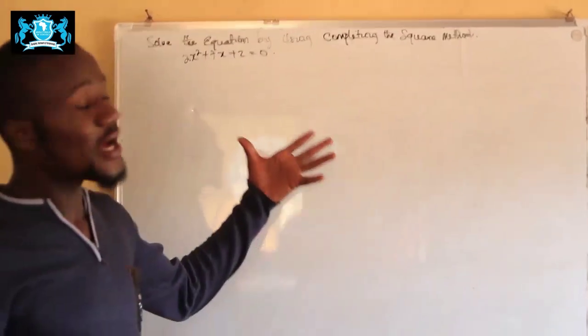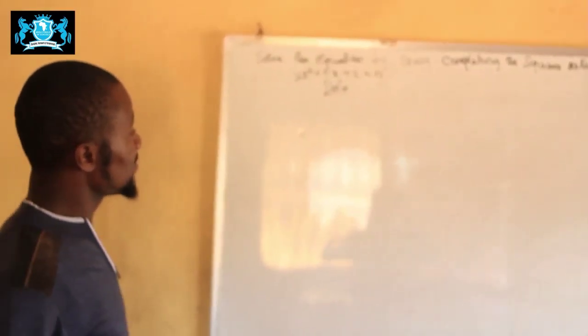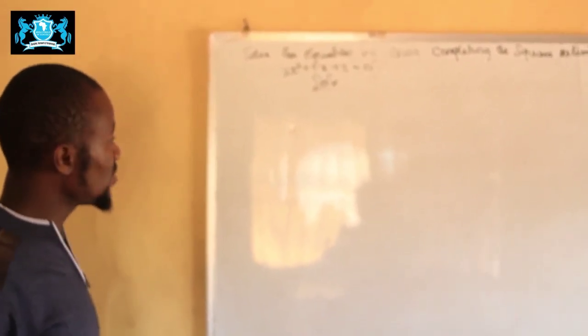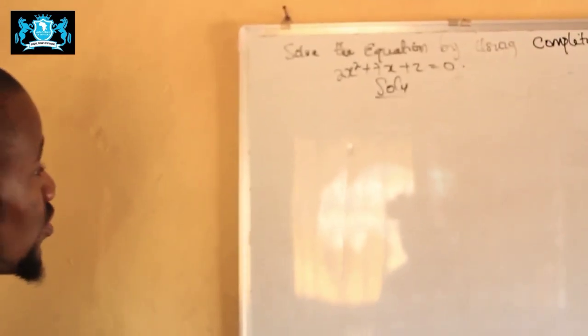Thank you. We are still under completing the square method. Let's look at this question. Solve the equation by using completing the square method. 2x squared plus 7x plus 2 is equals to 0.